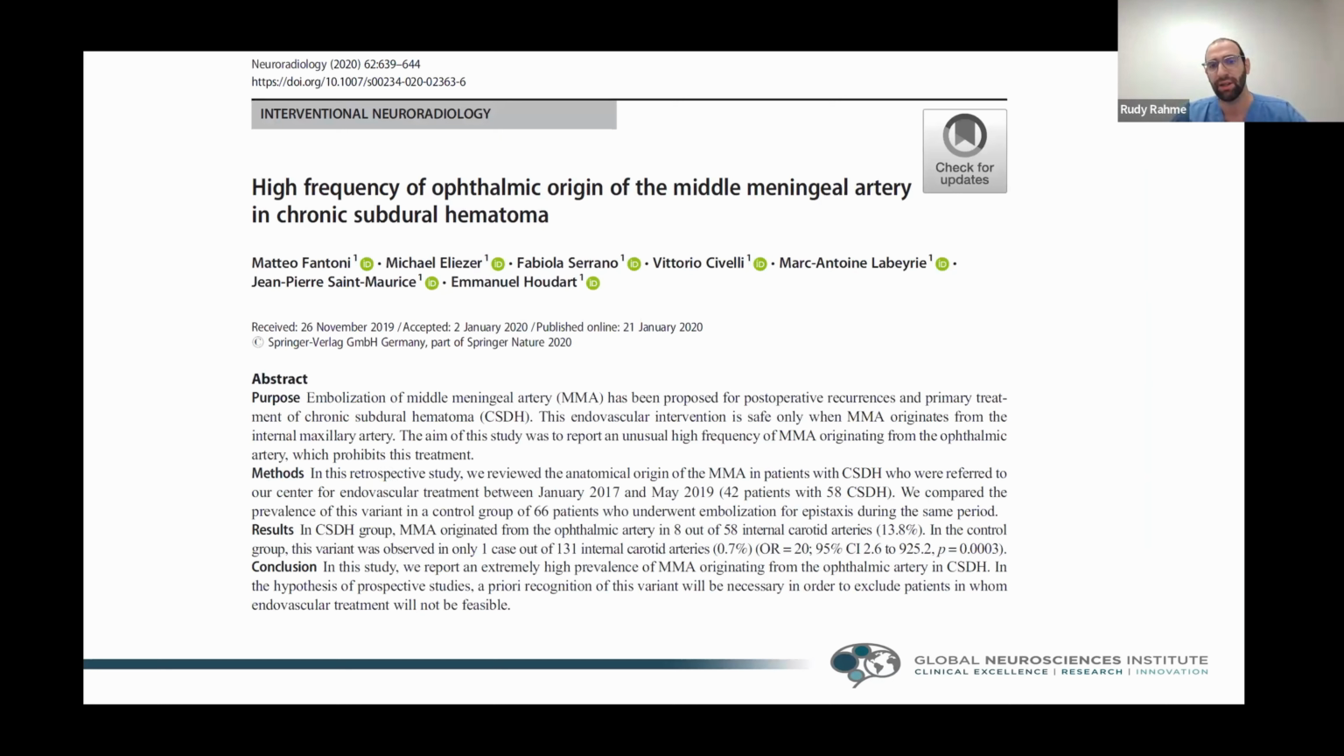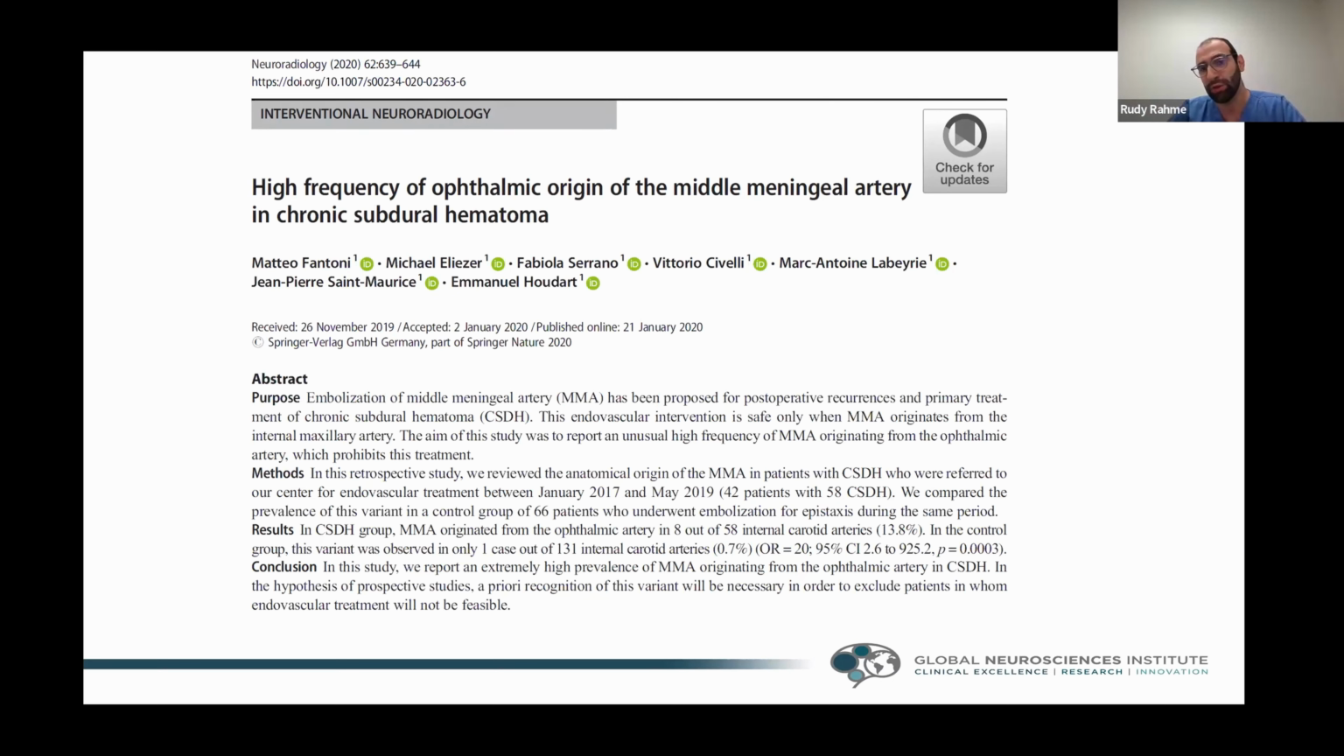Interestingly enough, I saw this one paper from Germany, only one paper in 42 patients. However, they looked at their middle meningeal artery embolization for subdural hematoma population. They noted that there is 13.8%, eight patients or eight sides, because they did multiple sides in some patients, with a direct communication between the ophthalmic artery and the middle meningeal artery, compared to 0.7% in the general population. So essentially, the numbers are 8 out of 58 and 1 out of 131.